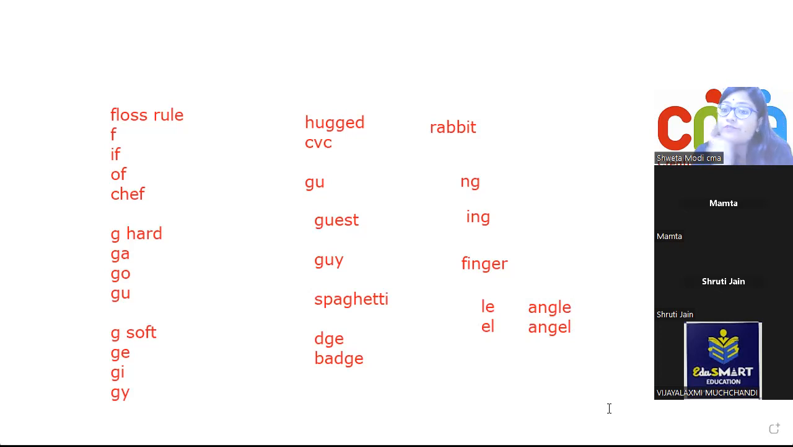So whenever you have LE, G will be with N, angle. But when you have EL, then E goes with G to make it soft, and it becomes angel.